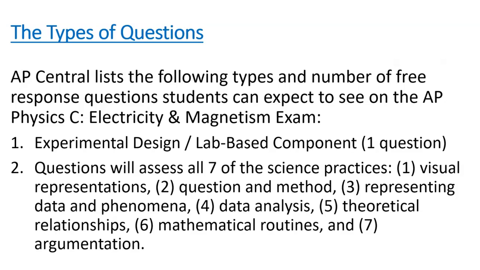AP Central lists the following types and number of free response questions students can expect to see on the AP Physics C Electricity and Magnetism exam. There will be one on experimental design or that has a lab-based component. The questions on the whole will assess all 7 of the science practices: visual representations, question and method, representing data and phenomena, data analysis, theoretical relationships, mathematical routines, and argumentation.